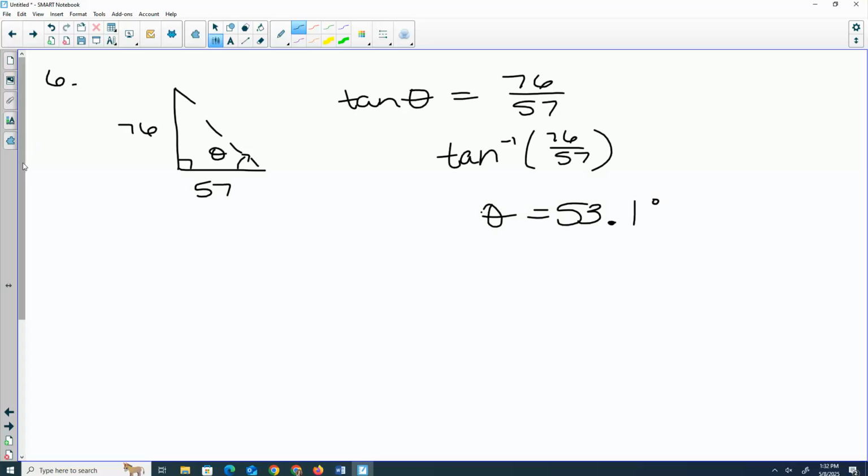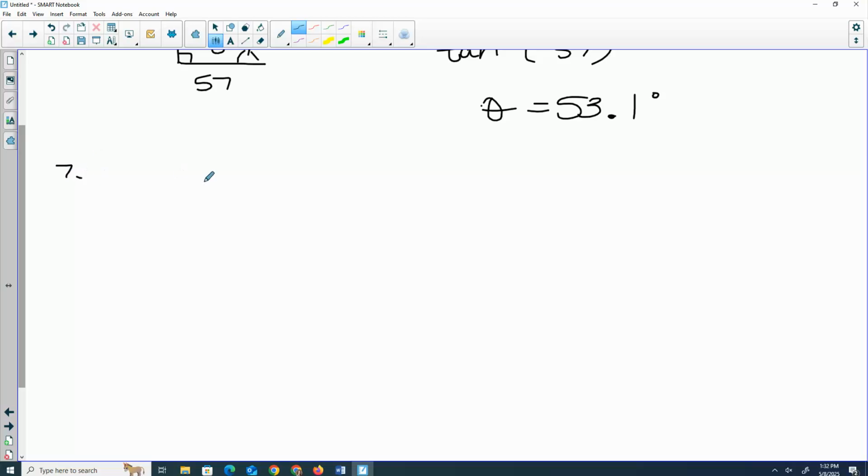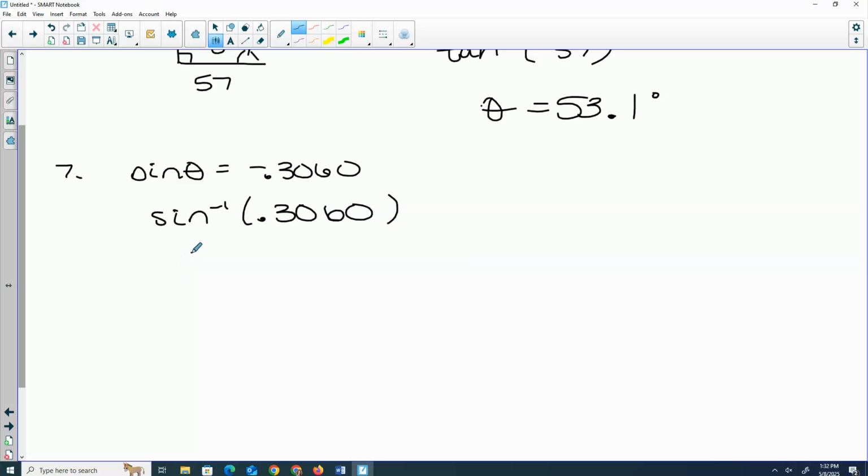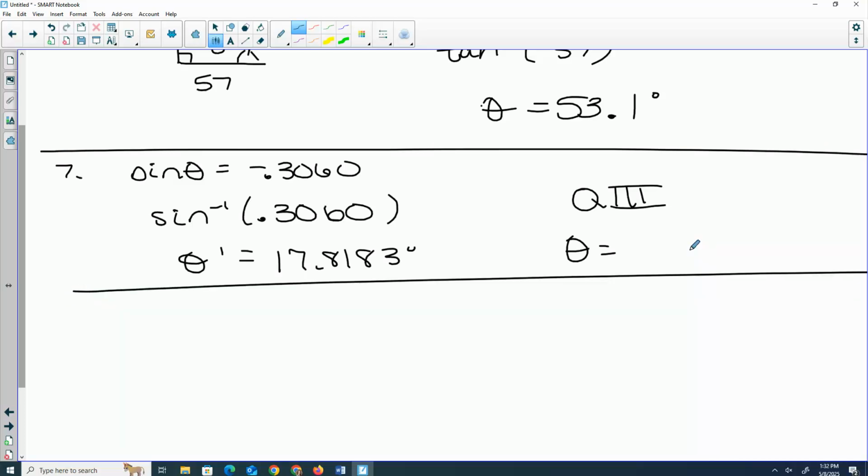Number 7. So we know sine is negative 0.3060. To find an angle, you have to do sine inverse. I've told you, don't put in the negatives, just do the positive, and this will give us our reference angle. So if I do sine inverse, so second sine 0.3060, I get 17.8183. But it says we need to do quadrant 3. So how do you place something in quadrant 3? If you add 180, you get 197.81.